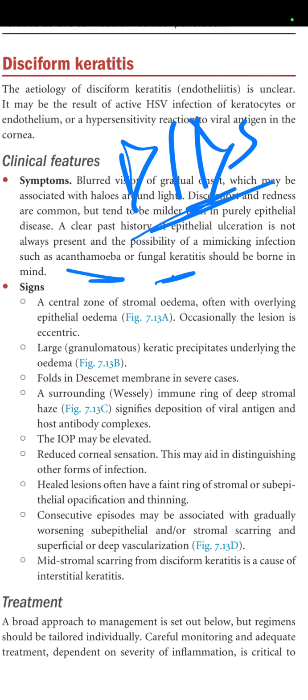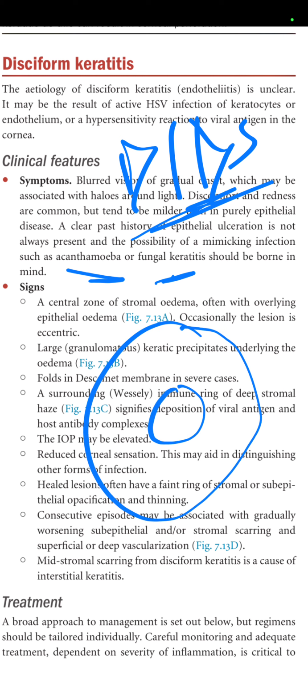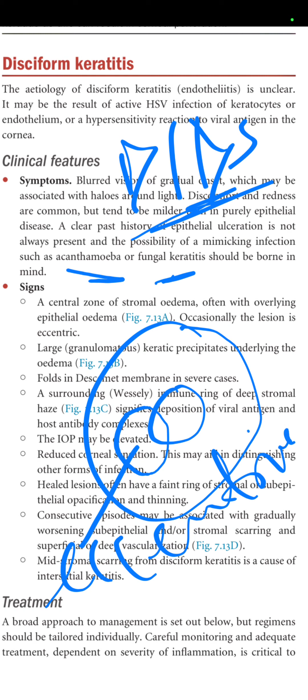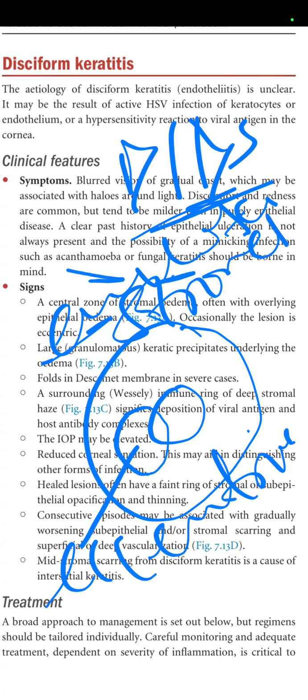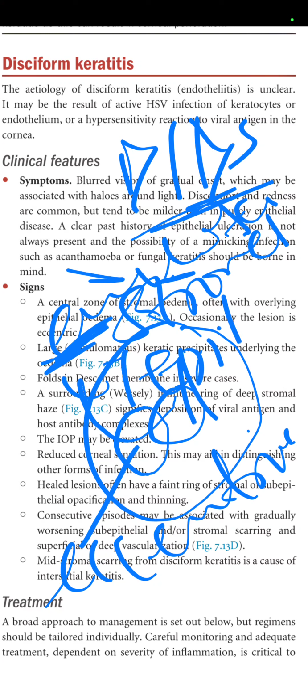So what are the signs of disciform keratitis? A central zone of stromal edema, often with overlying epithelial edema. Occasionally the lesion is eccentric. So what do we mean by the lesion being eccentric? It is not central, it is somewhere around the center, away from the center. And as it is a disease of the endothelium, there will be some stromal edema because the endothelium is not functioning properly. And if the endothelium is not functioning well, we can also find some epithelial edema as well.